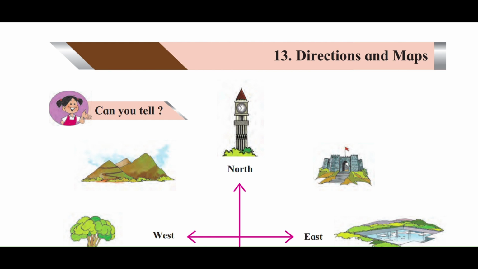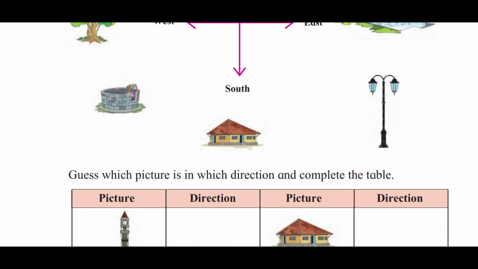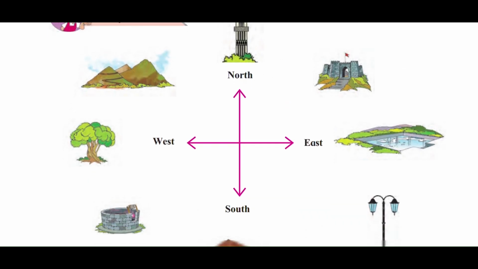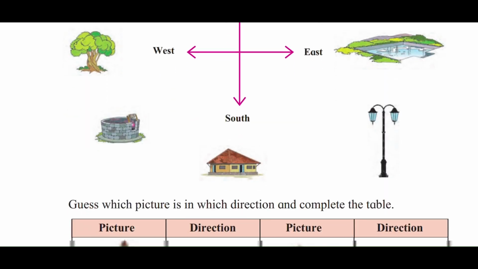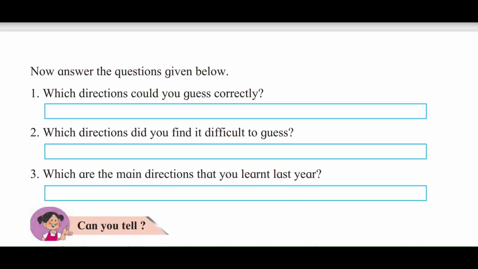Directions and Maps. Can you guess which picture is in which direction and complete the table? Here the directions are given and accordingly you have to fill the table. Okay. Page number 82. Now answer the questions given below.